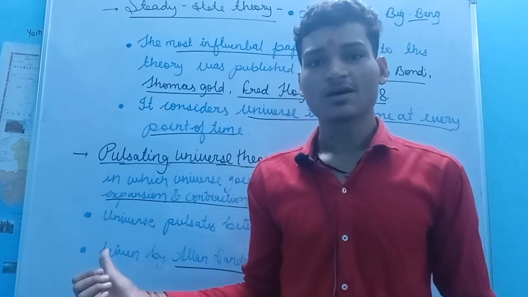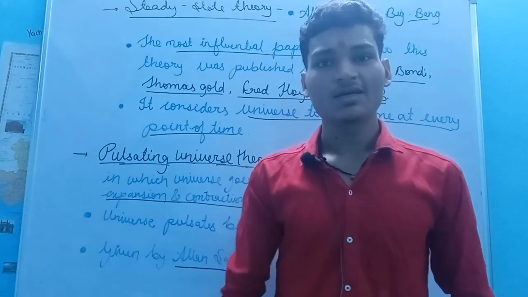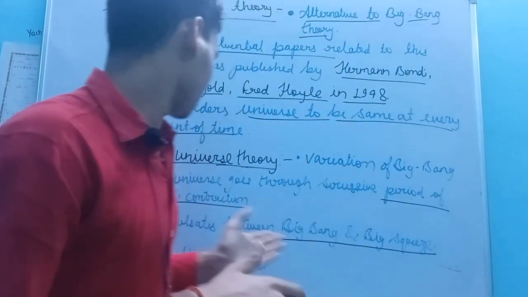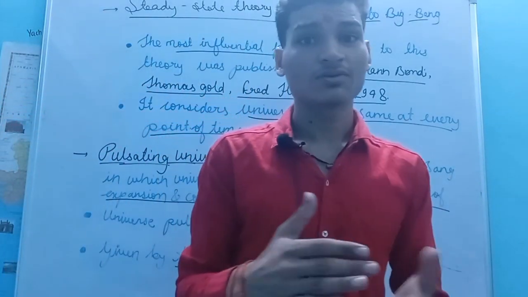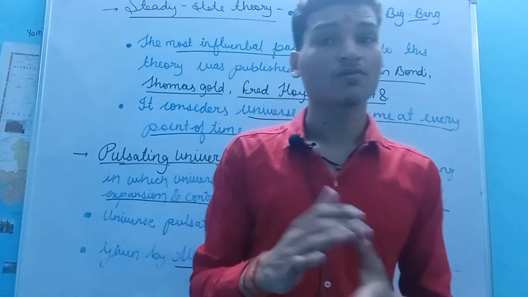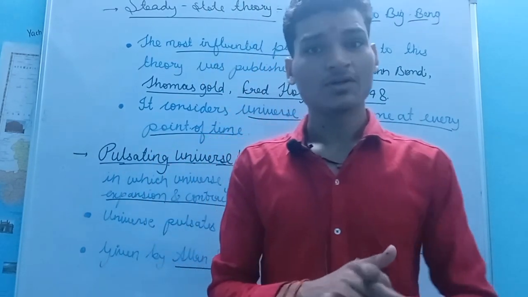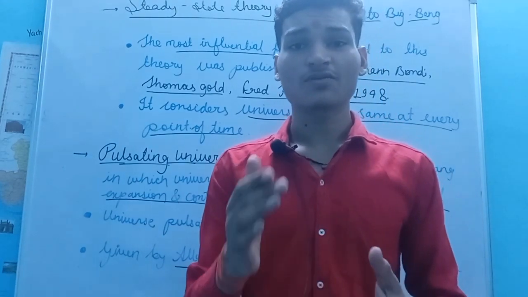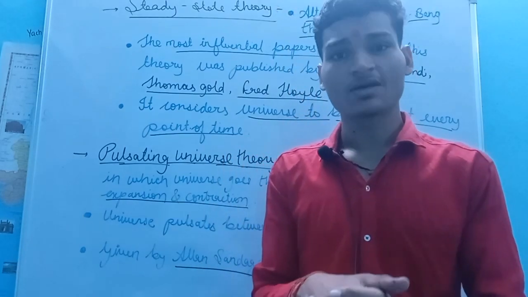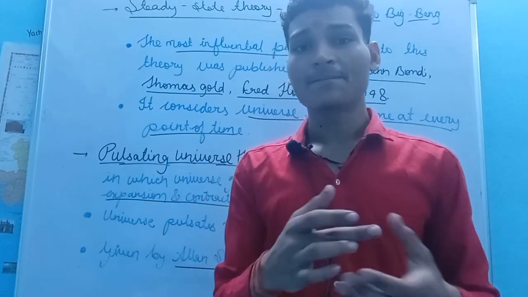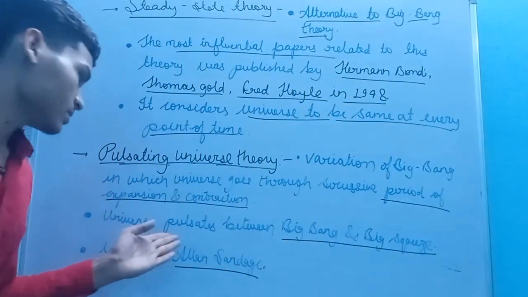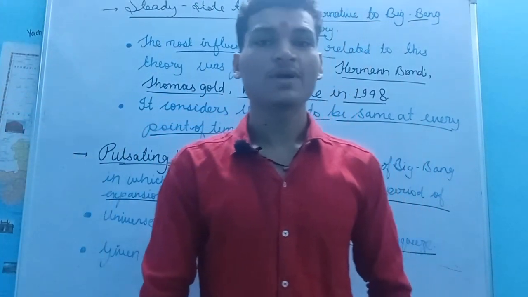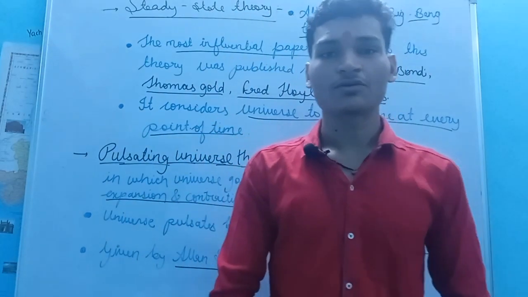And the third one is the pulsating universe theory. It is a variation of the Big Bang theory, which suggests that the universe goes through successive periods of expansion and contraction. The universe pulsates between the Big Bang and the Big Squeeze, and it was proposed by Alan Sandage. So these are the theories related to the origin of the universe.